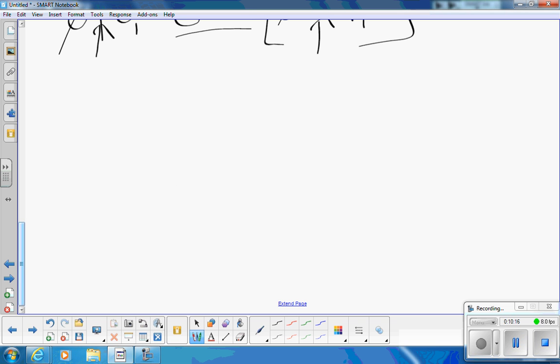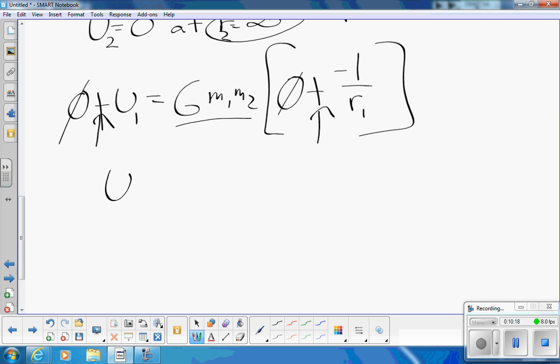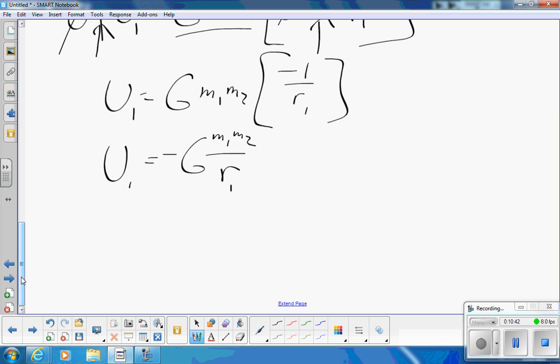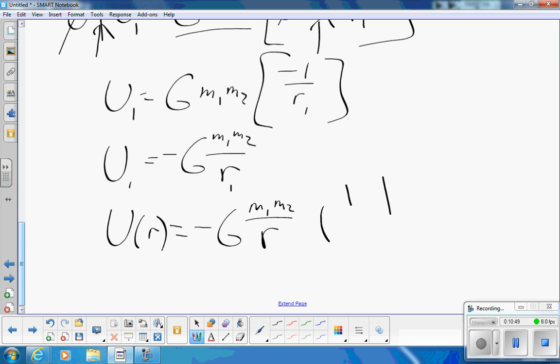And now I have u1 is equal to G m1 m2 times negative 1 over r1, or the familiar result that we have, u1 is negative G m1 m2 over r1. And so that is my function, u as a function of r, because r1 can be any value of r, so I can just write this in the general form. U as a function of r is equal to negative G m1 m2 over r, and I am happy.